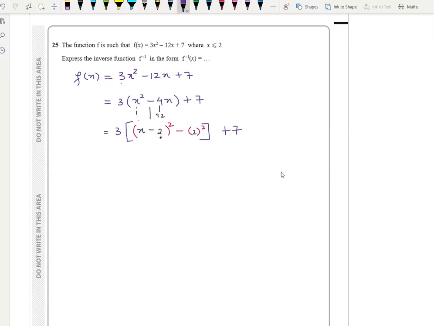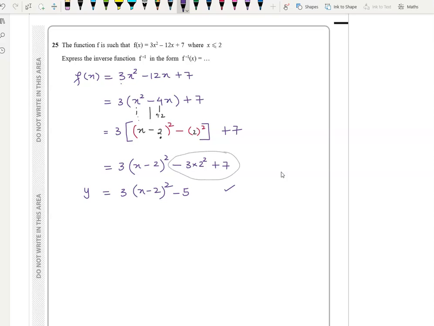Now the next step is to multiply the 3 which is outside the bracket to both the brackets. So when I expand, I get 3 bracket x minus 2 whole square minus 3 times 2 square and plus 7. So y equals 3 bracket x minus 2 whole square. Now you combine these two. So 2 square into 3, that is minus 12, plus 7, that will give you negative 5. So this is your vertex form, or you have completed the square.